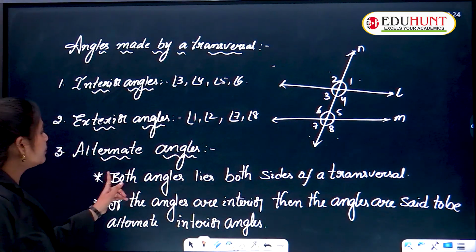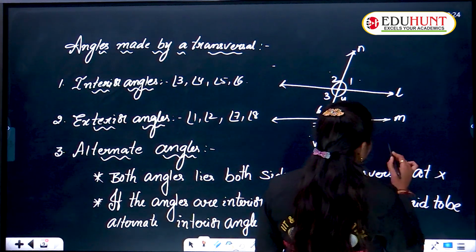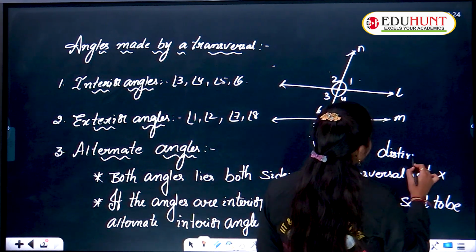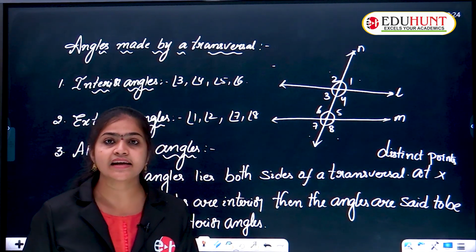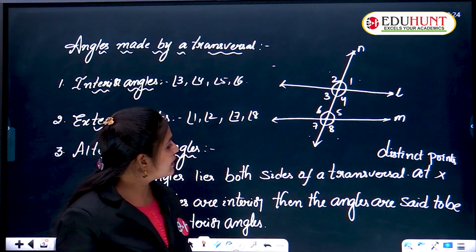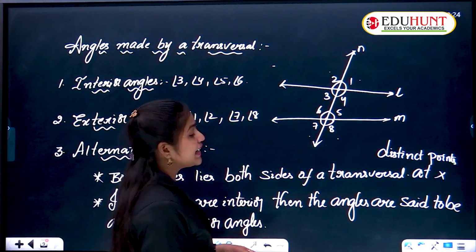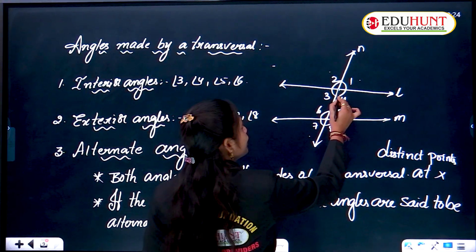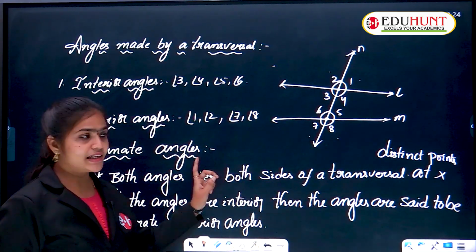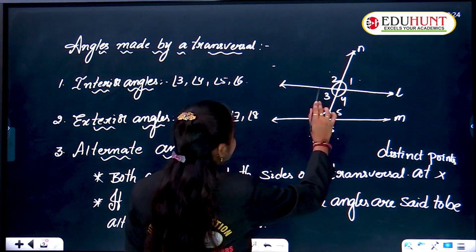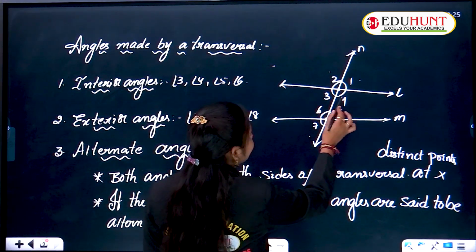One more point: both angles lie on both sides of a transversal at distinct points. At distinct points means those two angles are not adjacent angles. Then you have an idea which angles are alternate interior angles here. This is one distinct point and this is another distinct point. As per the definition, both angles lie on both sides of the transversal, for example, 3 and 4.